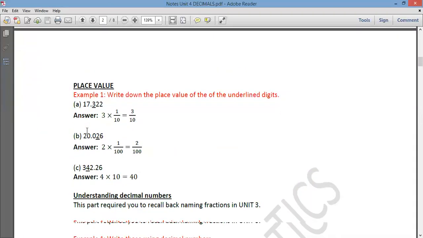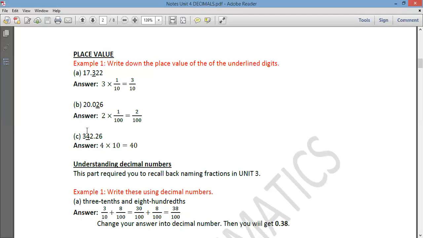Okay, then we go to place value. I remember last time you guys asked me, you look at number C, this one. If they want you to write the place value of number 4, should you write 10 or write 40? The answer is you have to write 40. So in IGCSE, the place value will always be like numbers. Okay, so you cannot write 10, 100, and so on. Okay, so this answers your question that you asked me in class last time.